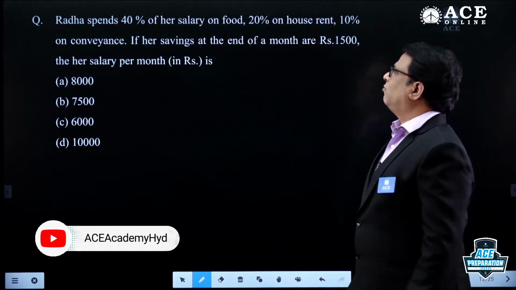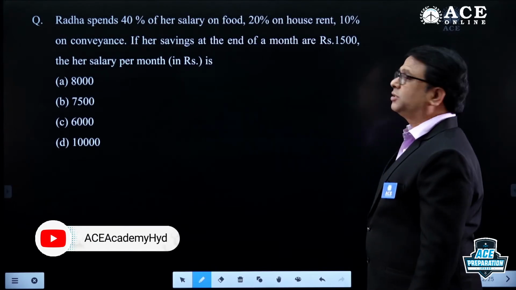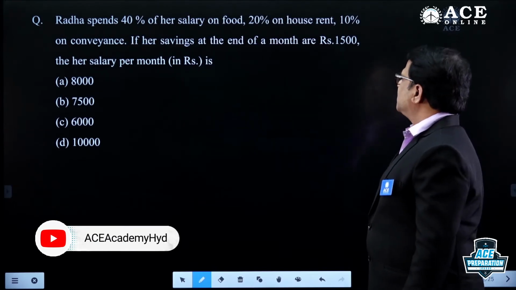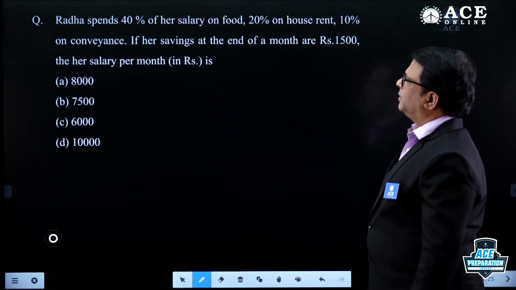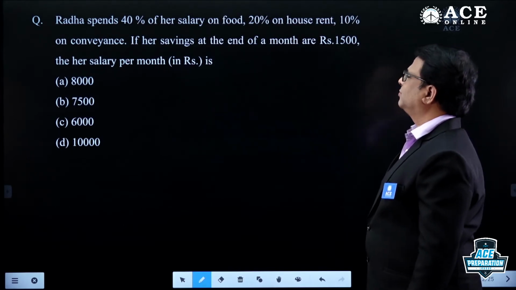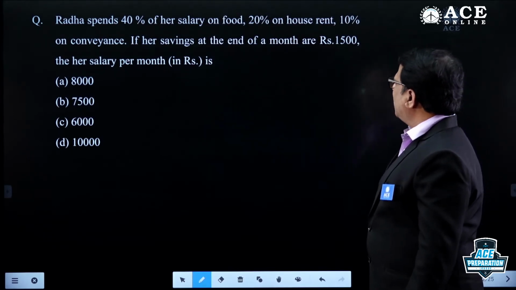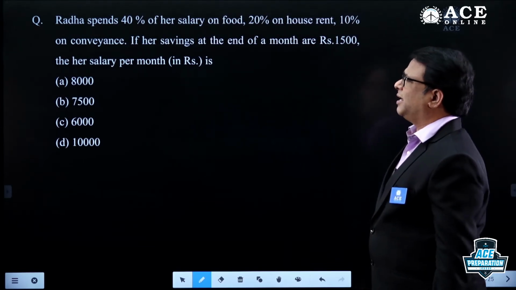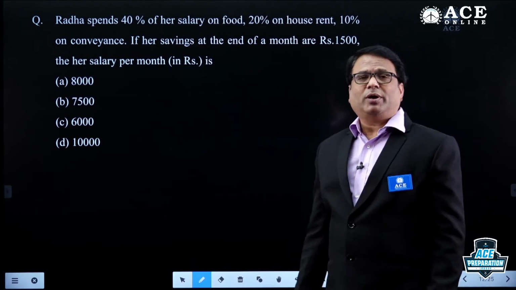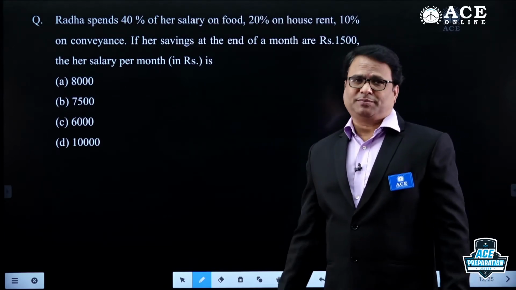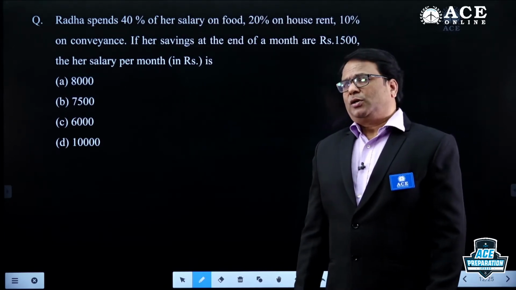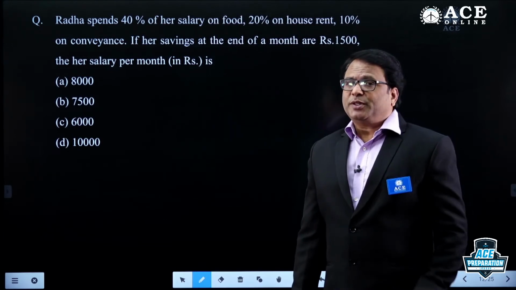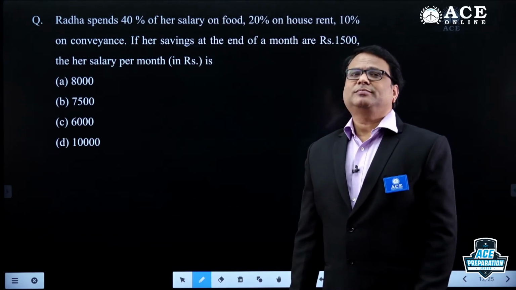Radha spends 40% of her salary on food, 20% on house rent, 10% on conveyance. If her savings at the end of the month are rupees 1,500, then her salary per month is how much? What is her monthly salary? That is the question. Now, do you understand the difference between the previous problem and this problem?